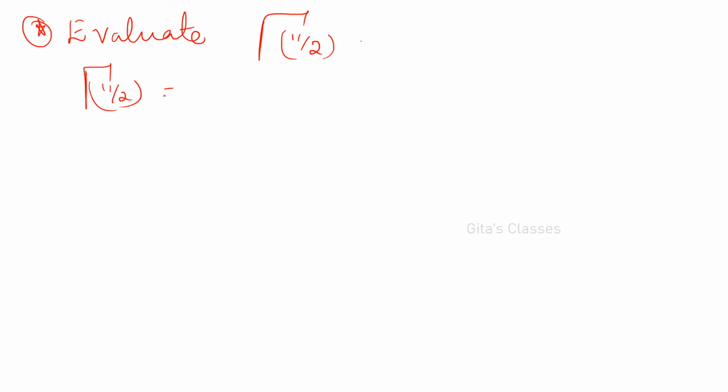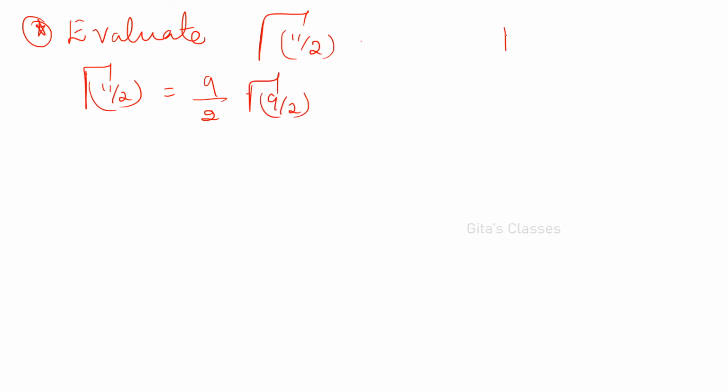Evaluate gamma of 11 by 2. How will you evaluate this? Gamma of 11 by 2 is equal to 9 by 2 into gamma of 9 by 2.